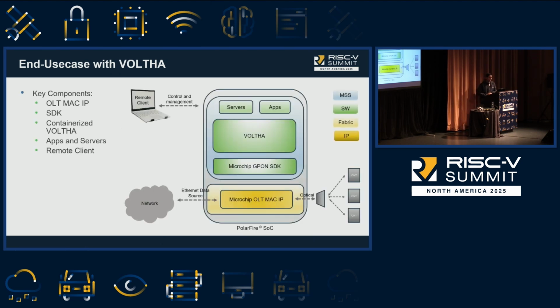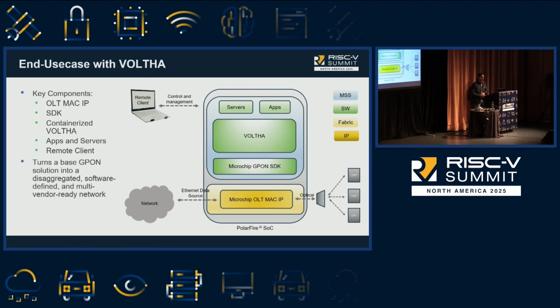So the end use case with VOLTHA will look like this: on top of the GPON SDK, we'll now have the entire VOLTHA layer, and then we can have the servers or the applications on the top. The remote client will now manage the multiple ONUs with the OLT using the VOLTHA layer. The key components are the SDK, the VOLTHA, the application servers, and the remote client.